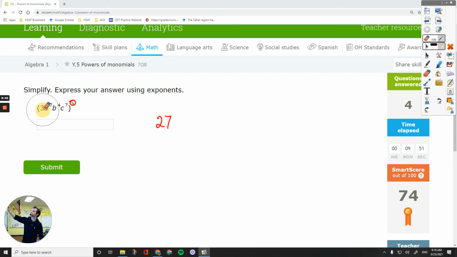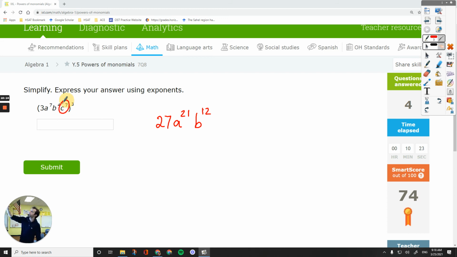Next, we are doing a to the power of 7 cubed. Power of a power, keep the base, multiply the powers. That's 21. Next, we are doing b to the power of 4 will be cubed, it's power of a power, keep the base, multiply the exponents. And do the same for the last term.